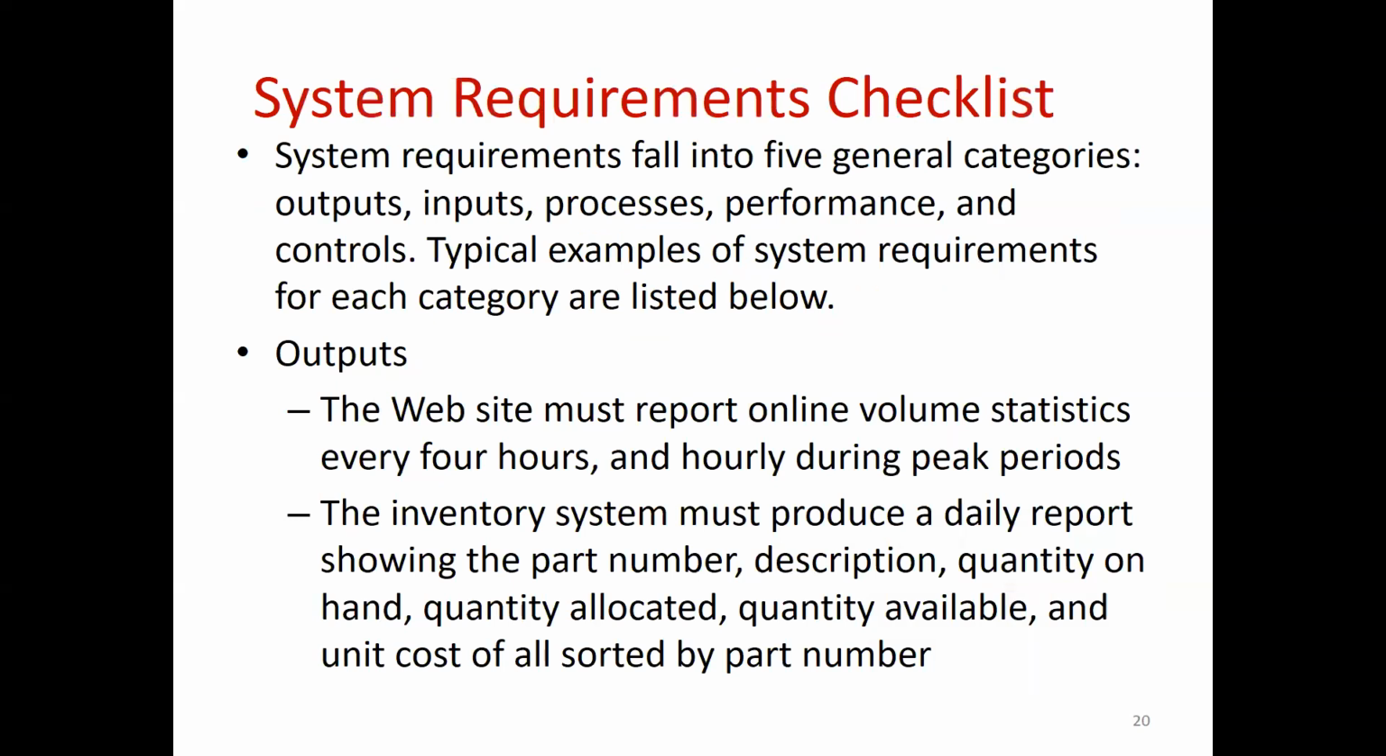Systems requirements checklist. System requirements fall into 5 general categories. Those categories are outputs, inputs, processes, performance, and controls. Typical examples of system requirements for each category are listed below.